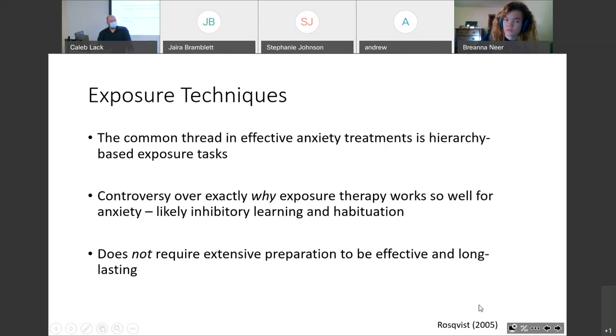Or if I don't say this prayer immediately after having this intrusive blasphemous thought, then I'm going to die. Or something bad's going to happen. Or whatever it happens. And so inhibitory learning really focuses on you getting new learning experiences that are incongruent with what you think.